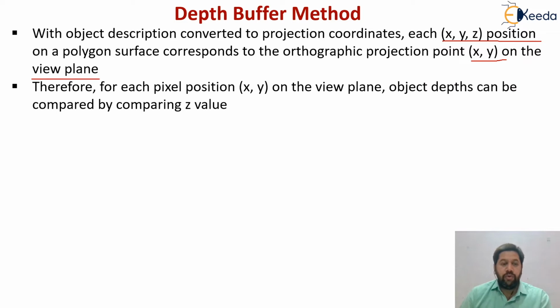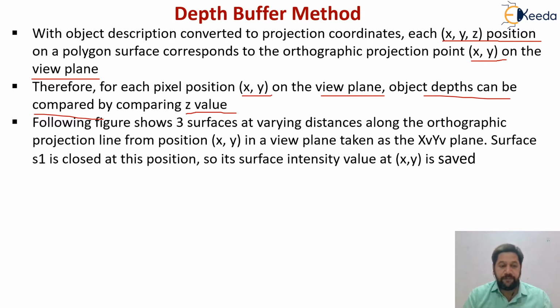Now, for every pixel position x comma y on the view plane, the object depth can be compared. So we can compare the depth of that particular object just by comparing the z value of the point. Each pixel position x comma y on the plane, the object depth value, that is my z value, is compared to find out whether that x and y point should be displayed or not, or with which color it should be displayed on the display or viewing plane. That we are going to decide. Now, the following diagram shows the three surfaces.